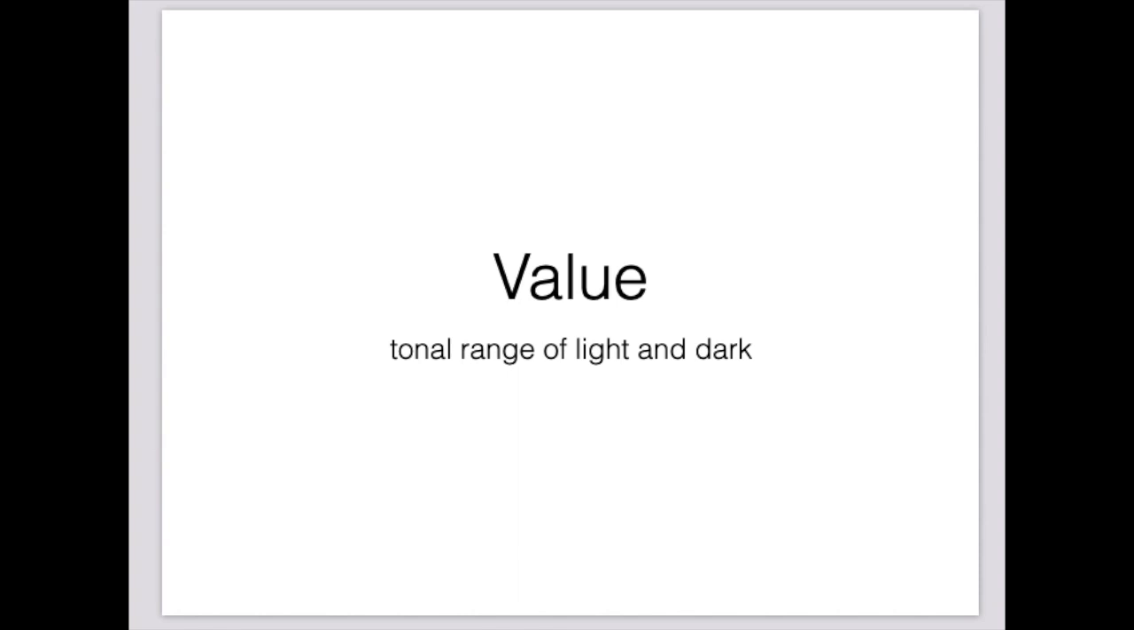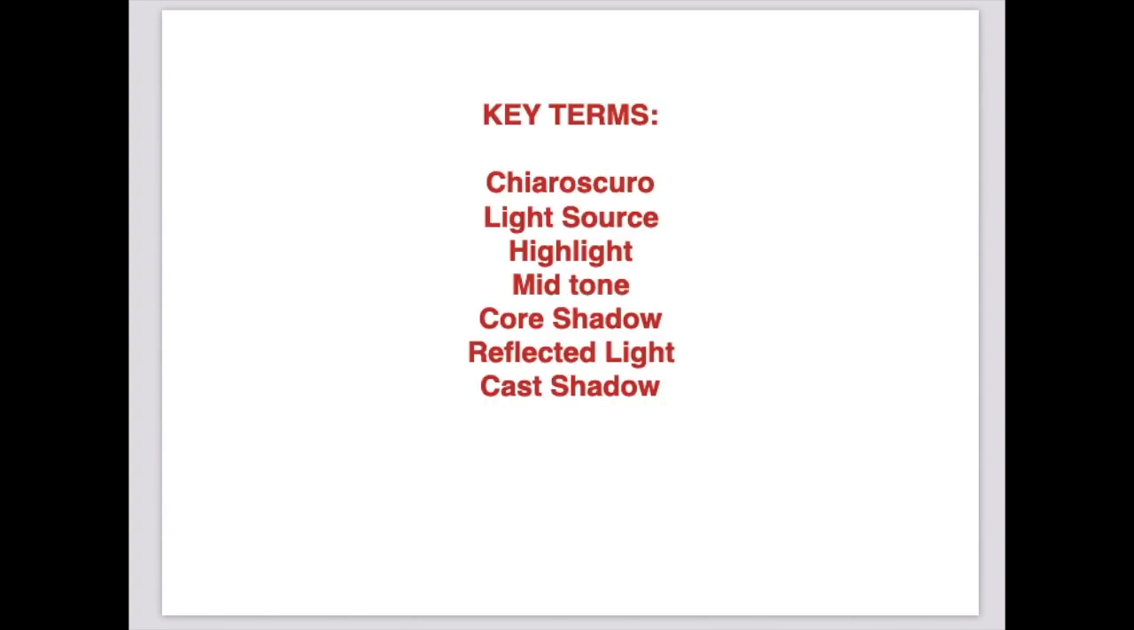We only have a few value assignments, but when you do a heavy outline, that flattens out the drawing. So the way you're going to define the edges of the form now is just through shifts in tone, and we will look at that as we go on here today. Here's some key terms for you for value. Chiaroscuro, which is an Italian term meaning light and dark. Actually, we'll go through all these as we go, but we have chiaroscuro, light source, highlight, midtone, core shadow, reflected light, and cast shadow.